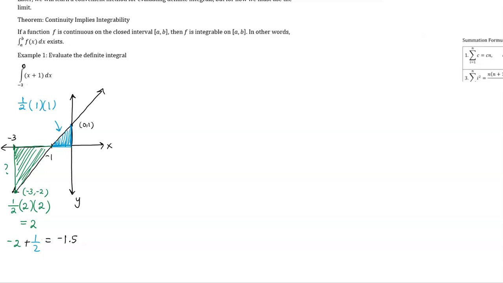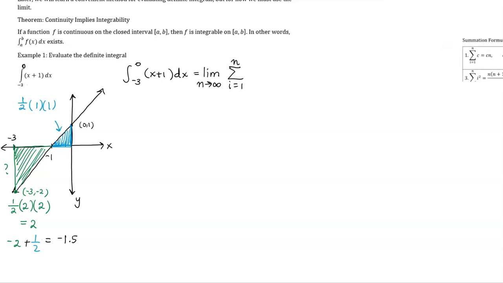Now let's actually evaluate this definite integral using the formal definition of it, the limit definition of it. The limit definition tells us that this area will be equal to the limit as the number of rectangles n goes to infinity of the sum from i equals 1 to n. And this is where we need to be putting the expression for the area of these rectangles.